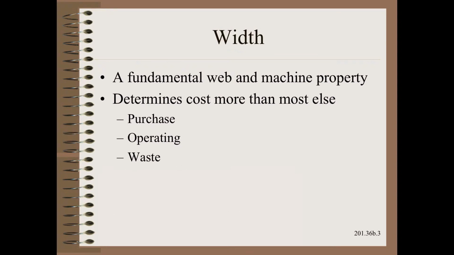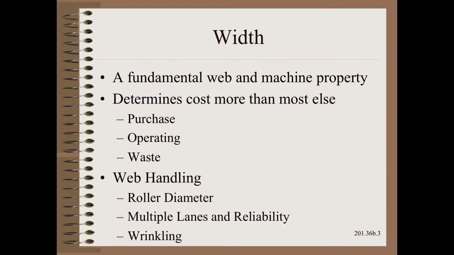Of all parameters, width might matter more than any other. First, it is a fundamental web and machine property, so fundamental that you could not buy or sell without including it in the specifications. Second, width determines purchase and operating costs more than almost anything else. As we will also see shortly, width strongly affects waste, delay, and customer complaints. In this clip, we will focus on just 3 of the uncountable ways that width affects your processes and web handling. These are roller size, reliability, and wrinkling.